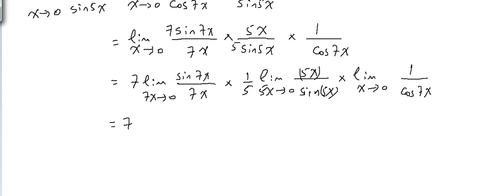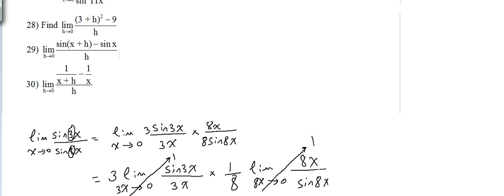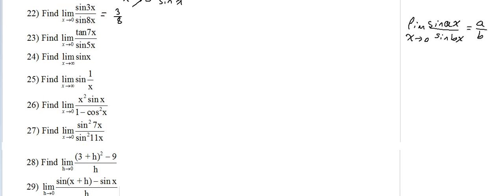The answer will be 7, this goes to 1, times 1 over 5, because this is the reciprocal of the rule and goes also to 1, times, what is cosine 7 times 0 if we substitute 0 instead of x? 7 times 0 is 0, and cosine 0 is 1. 1 over 1 is also 1. So the answer is directly 7 over 5, which is a over b if we have tangent also. So the answer of this is also equal to 7 over 5.